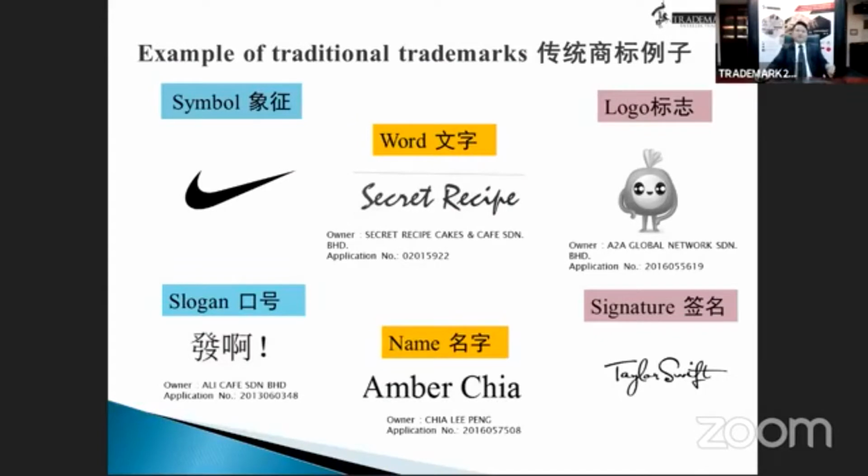So let me give you an example of traditional trademarks. This is a symbol, as you know, Nike and Secret Recipe. And I'm very happy to have them as our clients. Amber Cha, these are some of the trademarks that I successfully registered for them in the past few years. So you see, your personal name can be a registered trademark. If you're a famous celebrity, go and register your trademark today, your name, all right? Because you can license out to anybody. You might not manufacture the product yourself, you can just license out. I will talk about licensing later on in my slides.